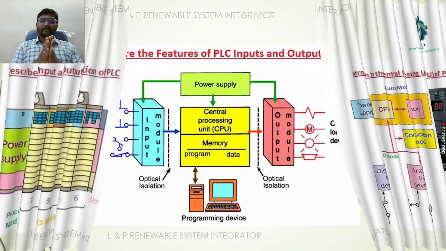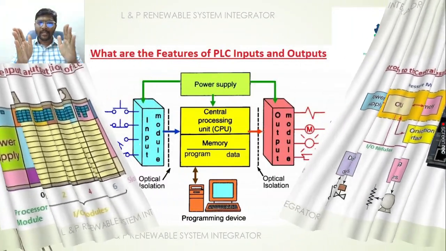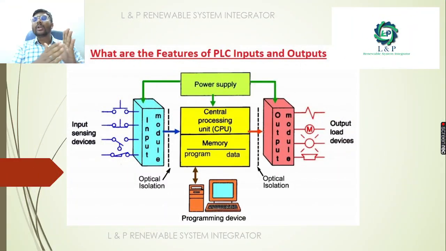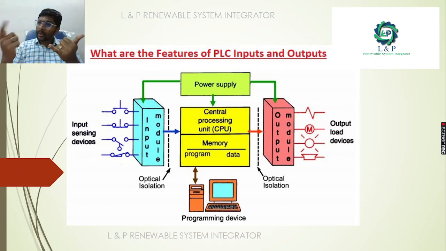Most importantly, in the input module, you will connect all the input sensing devices. It can be a push button or a relay. In the output, we might be connecting our loads like motors, actuators, buzzers and lights. Most importantly, in both the input and the output sections, we'll have an isolation. It can be an optical isolation.